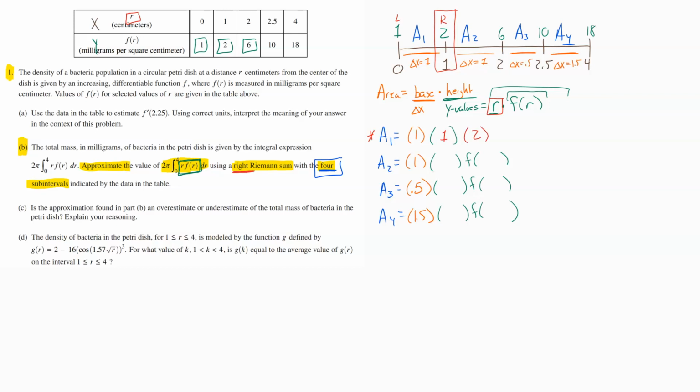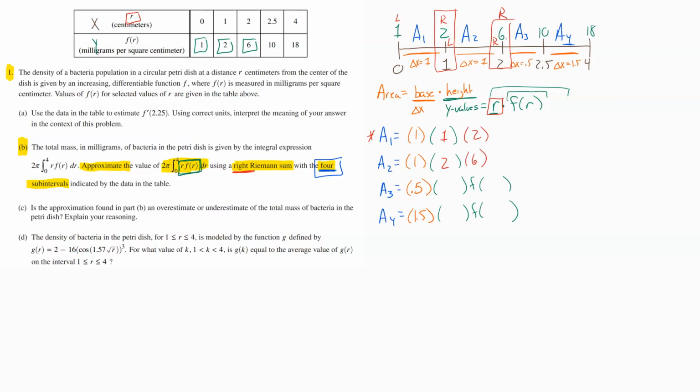So then I move on to A2 and I kind of play the same game. I've got a left endpoint and I've got a right endpoint. On A2, the right-hand side would be over here. So the r value is going to be 2 because that's our x value. Then my height is going to now be 6 in this situation.